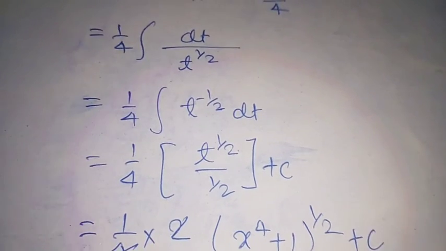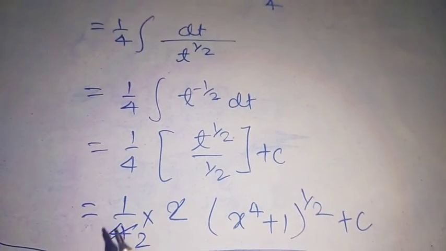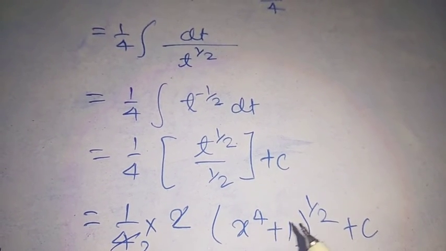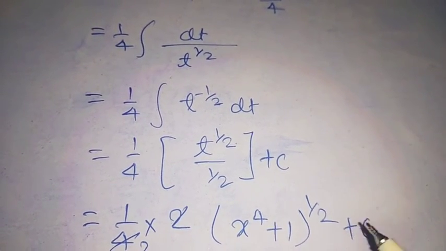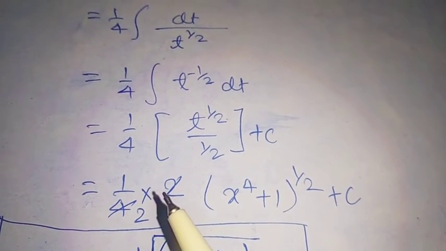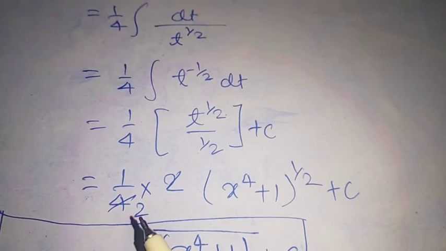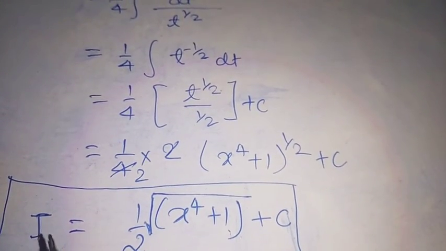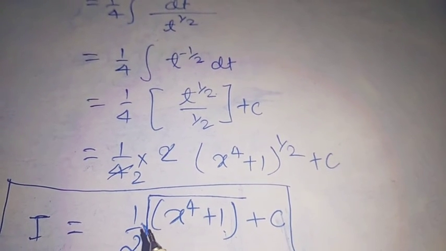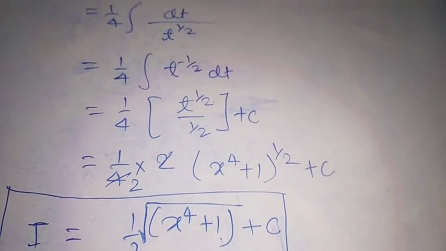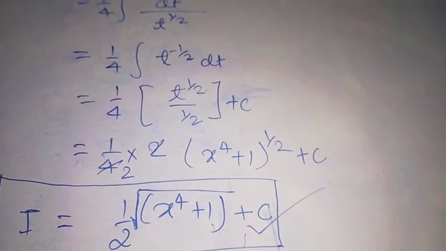So now we can put the value of t. So it will be 1 upon 4 into 2 into x to the power 4 plus 1 whole raised to the power half plus c. So this 4 will be cancelled out by 2 in 2 times, so it will be 2 here. And here you can see I is equal to 1 upon 2 into square root of x to the power 4 plus 1 plus c. So this will be the answer.